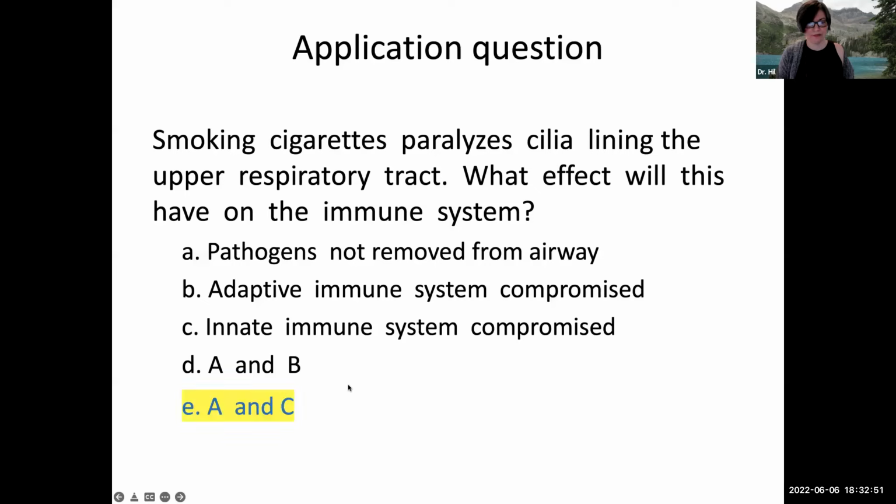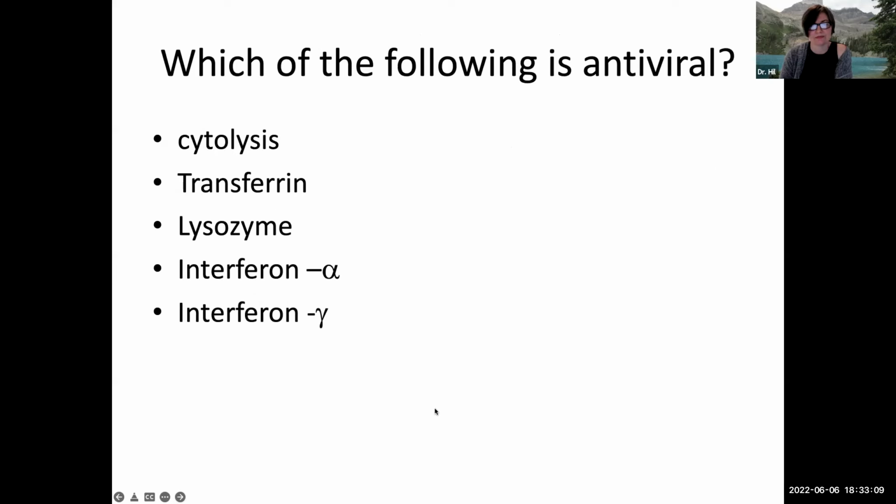I would agree. So cilia are part of the ciliary escalator, so we don't get our pathogens removed from the airway. That's going to put us at risk of a lot of respiratory diseases. And the ciliary escalator is definitely part of our innate immune response. So A and C is the best answer.